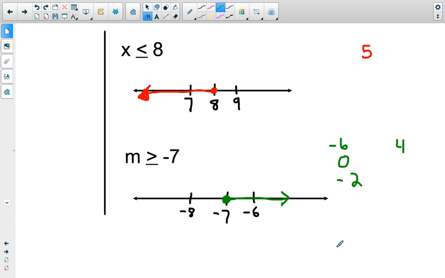Why don't you take a quick little break and do IXL AA1 for just a couple minutes. Get a feel for what I mean by solution to an inequality. When you come back, we'll take a few more notes.